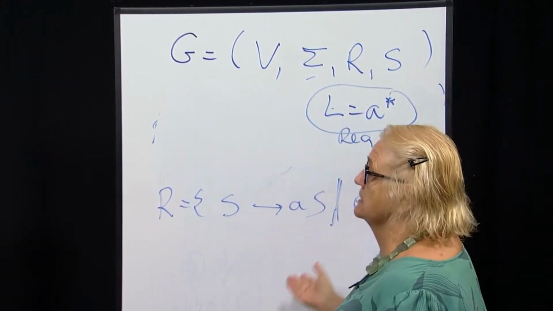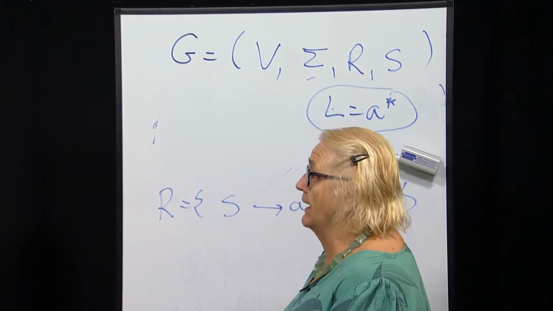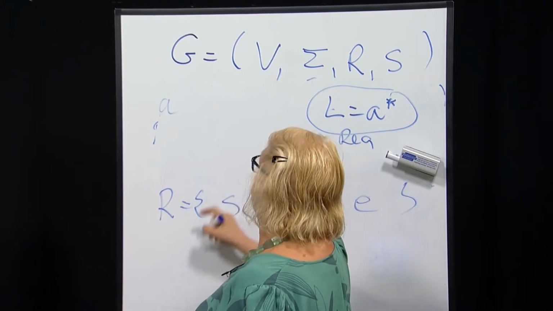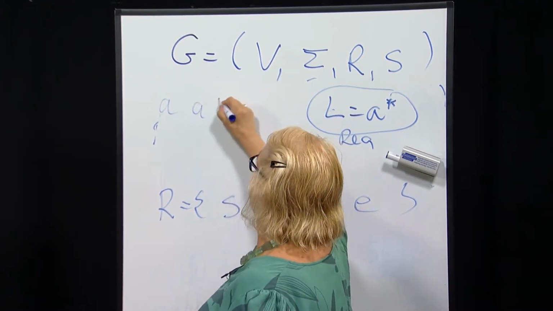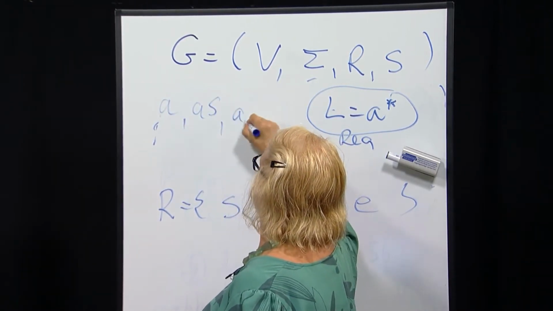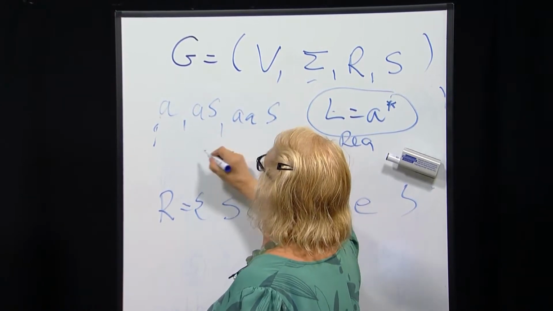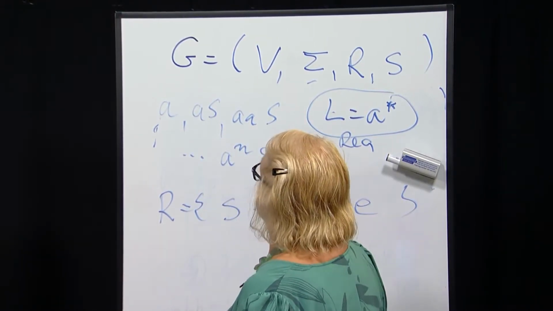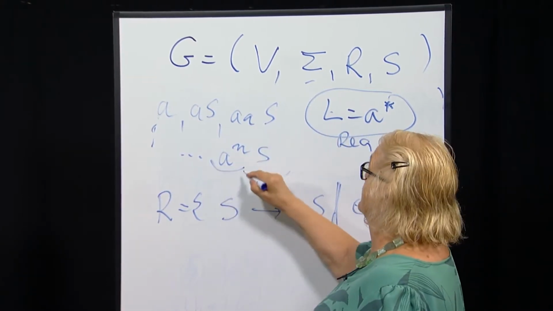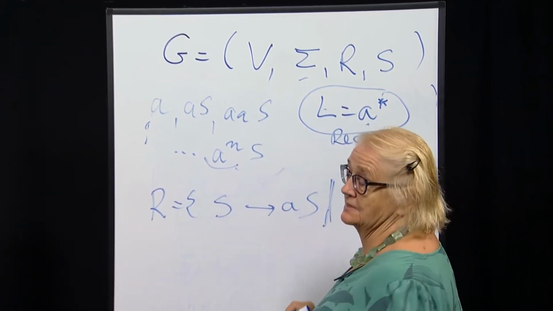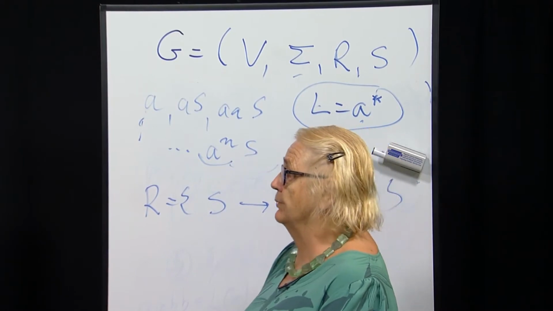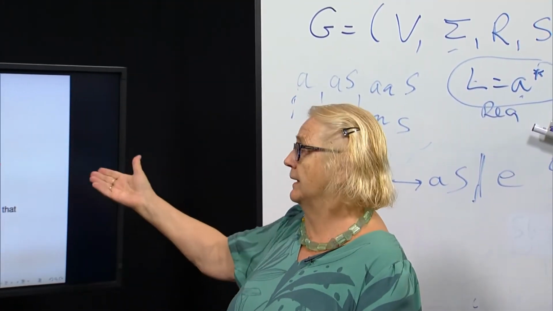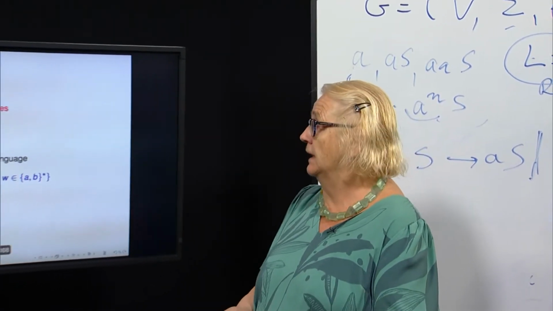And of course, you can see that in the language, you have A, and then you apply A S, and then you apply A A S, and then you have A to the power n, whatever is the power, and that is exactly A star. So we prove that the language is A star, and again the proof is on the length of derivation.